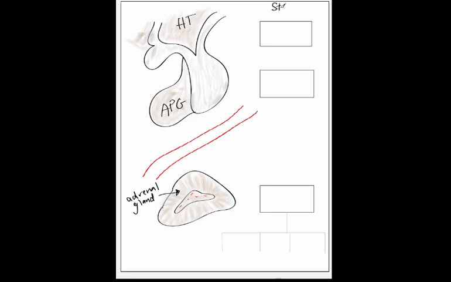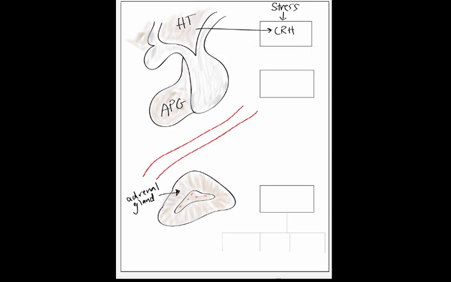So stress in many different forms activates this whole process. And stress is integrated in the hypothalamus here, and when the hypothalamus perceives different types of stress, such as physical stress or emotional stress, then it starts secreting a hormone called CRH, or corticotropin releasing hormone.